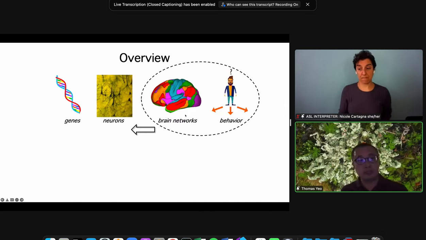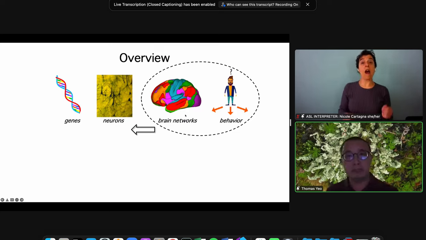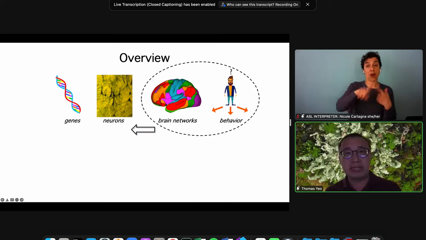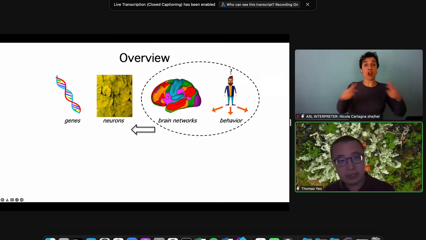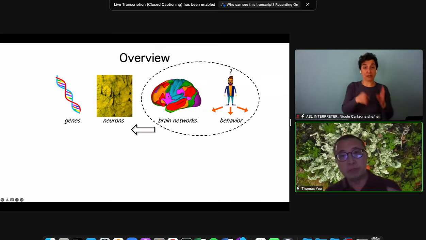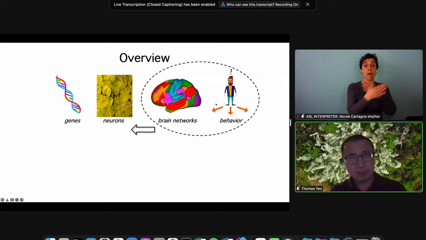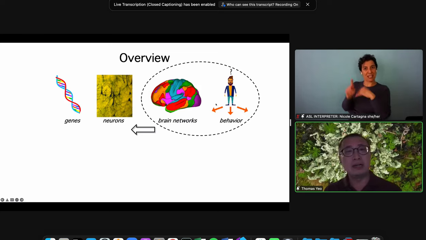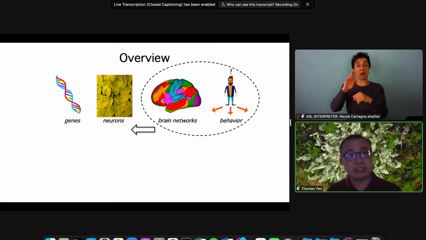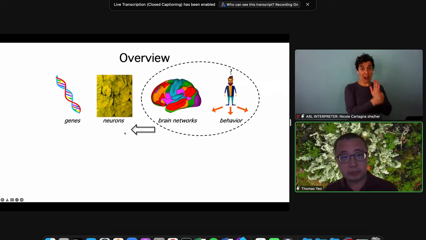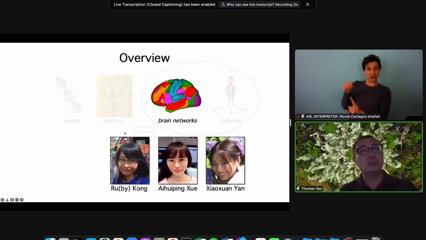So the rest of the talk is organized as follows. There are three parts. Basically, in the first part, I'll talk about our work on estimating large-scale brain networks. And in the second part, I'll discuss the prediction of behavioral traits from resting and task functional connectivity. And finally, I will discuss the use of biophysically plausible models to bridge the gap between large-scale brain networks and micro-scale organizations. Let us move on to the first topic.